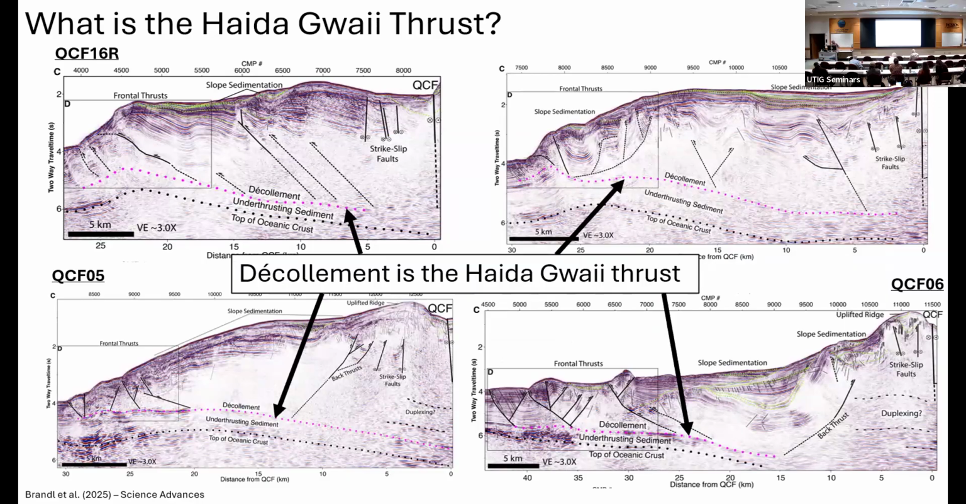The next question to address is, what is the Haida Gwaii thrust? As I mentioned, in 2012 we had this thrust earthquake rupture, this hypothetical thrust fault surface. But up until this data set, we had no real images of what that thrust fault might be. So we're interpreting this décollement, which all of the thin-skin thrusts branch or splay from, as the Haida Gwaii thrust, or the shallow portion of the Haida Gwaii thrust.